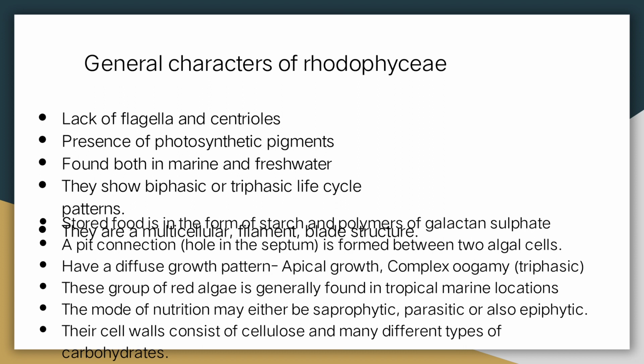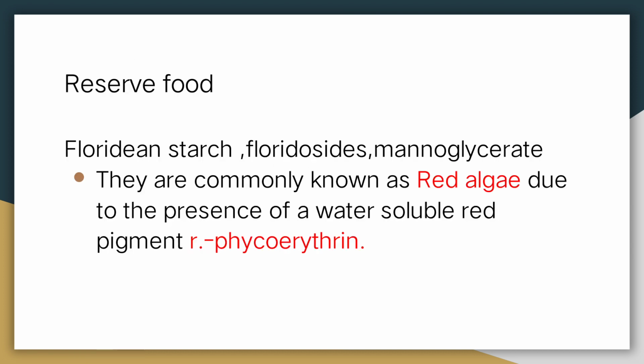This group of red algae is generally found in tropical marine locations. The mode of nutrition may be either saprophytic, parasitic, or epiphytic. Their cell wall consists of cellulose and many different types of carbohydrates. Reserve food: Floridian starch, Floridosides monoglycerate. They are commonly known as red algae due to the presence of the water soluble red pigment phycoerythrin.